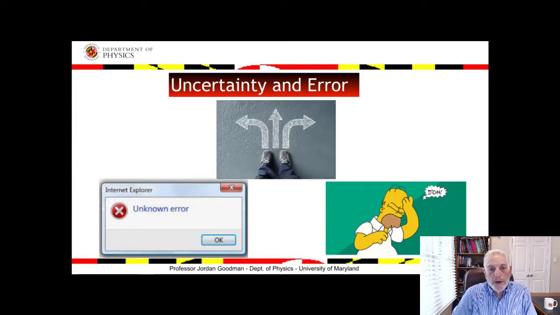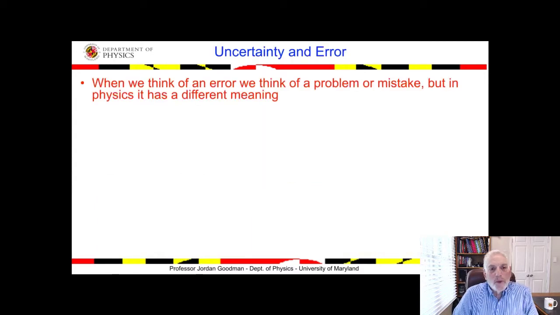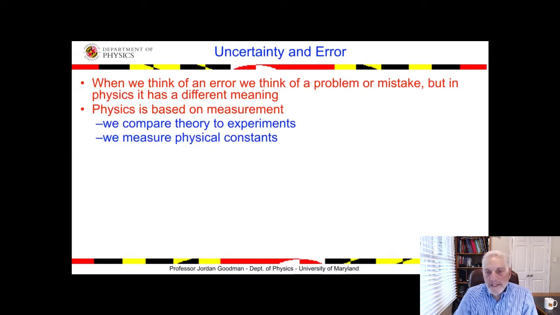In this video, we're going to talk about uncertainty and error as it pertains to physics measurements. When we think of an error, we think of a problem or a mistake, but in physics it has a different meaning. It's not that you made a mistake doing something, it's that every measurement you make has intrinsic uncertainty to it.